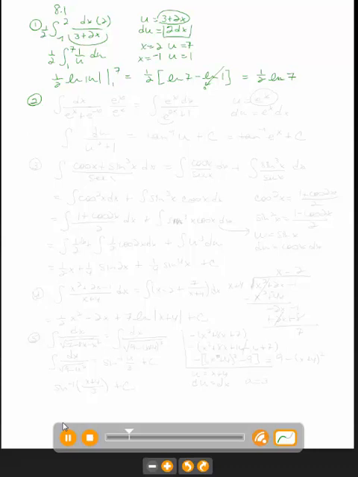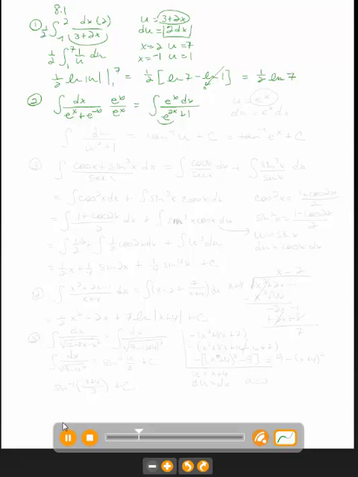Example 2. We are integrating 1 over e to the x plus e to the negative x. Now this is what they're calling a subtle substitution. We want to use a u du, and so maybe I can get what I need by multiplying the top and the bottom by an e to the x. So I get an e to the x dx on top. On the bottom I get e to the 2x plus 1.